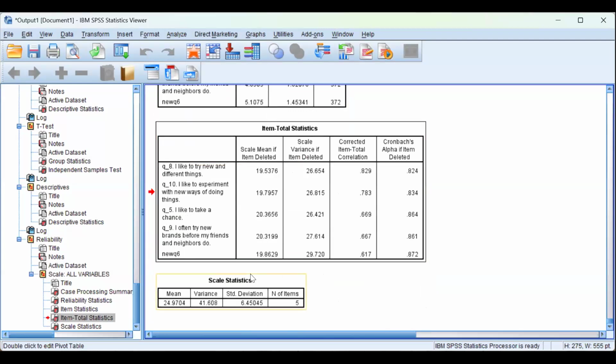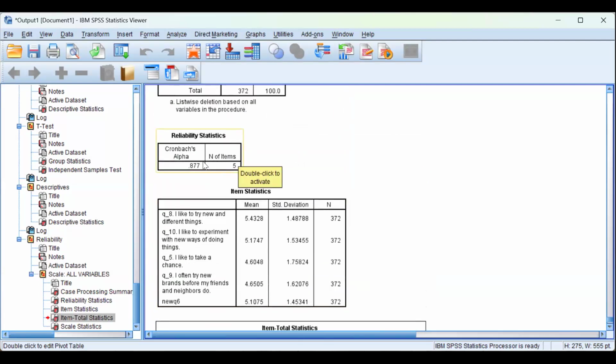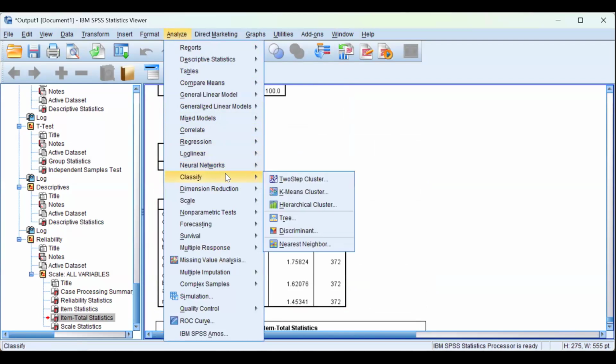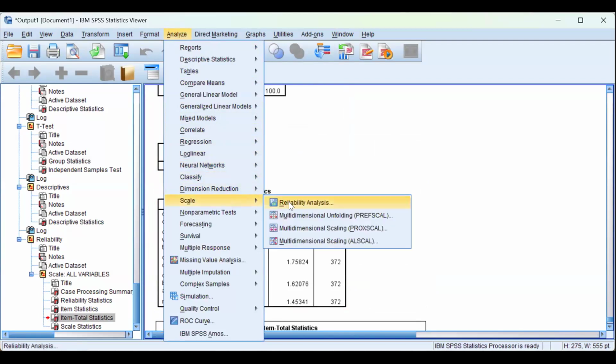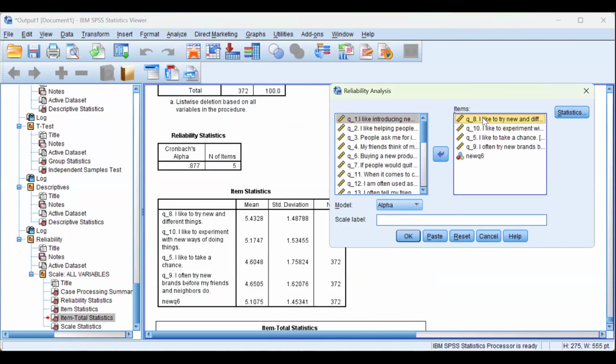And these are the scale statistics given. 24 is the mean. Variance is given, standard deviation, and number of items. So what you need to report is Cronbach alpha, the reliability, which is more than 0.7. So your scale, your construct is reliable. Similarly, you will have factor 2. You check the reliability for factor 2 in the similar manner. You go to scale, reliability analysis. Earlier you checked for this. Now you can check for the other, whatever it was. I'm just randomly checking for you.